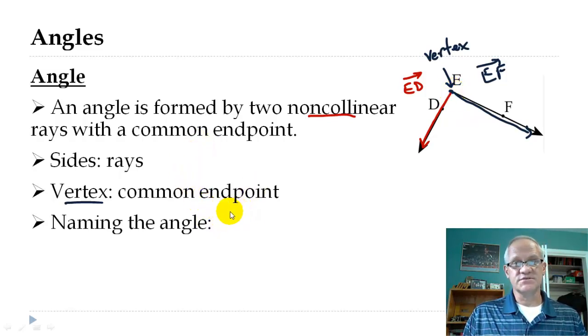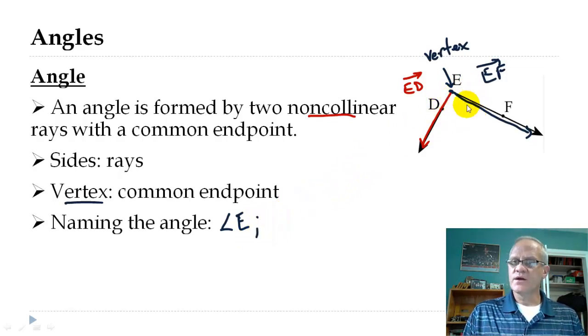There's, of course, a symbol for angle, and it looks something like this. Hey, that looks like an angle, doesn't it? So we could call this angle E. In this case, we could do that because there are no other angles that are formed with E as their vertex. So that's okay in this case.